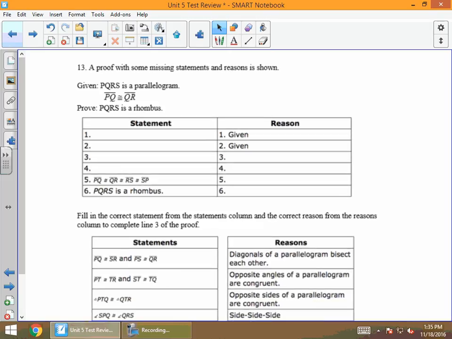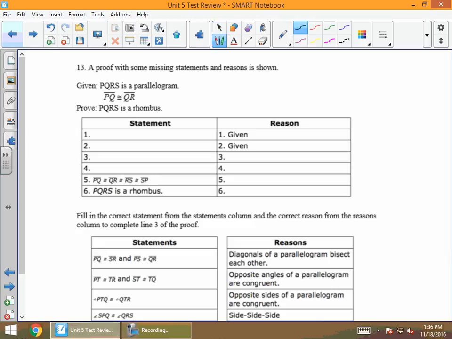We take a look at 13. It says to prove it with the missing statements and reasons to show. They gave us our given, what we're trying to prove, and we're trying to fill in the correct statement for line 3 and the correct reason for 3. That's it. We don't care about 4 or 5 or 6. Okay? Well, we know that this given information is going to go where it says given. We know that much. And PQ is congruent to QR.